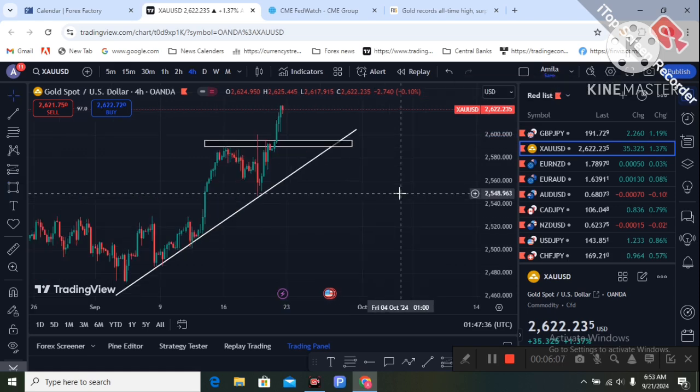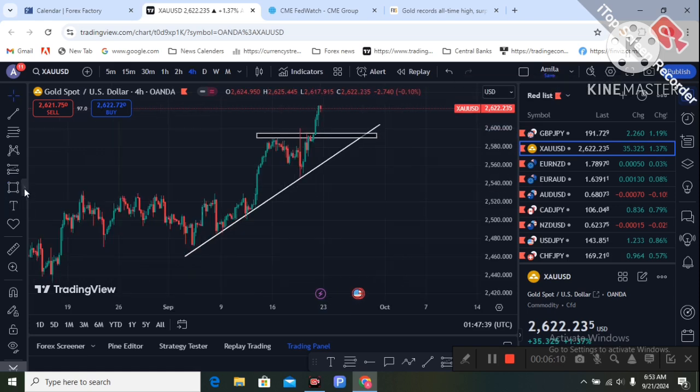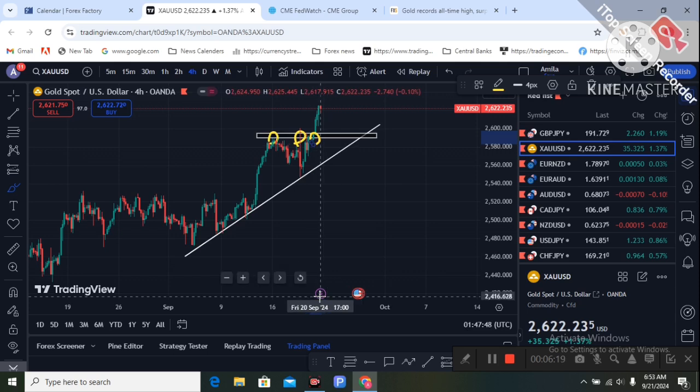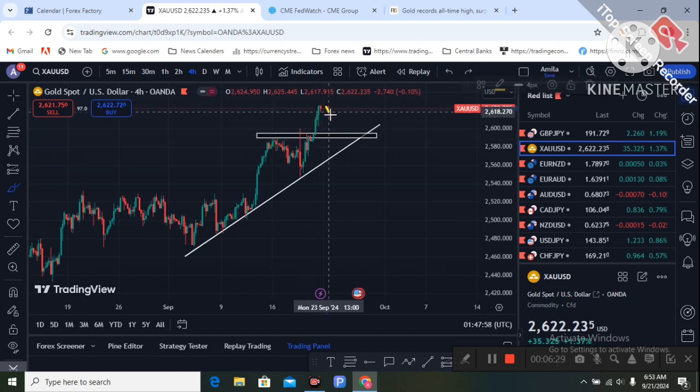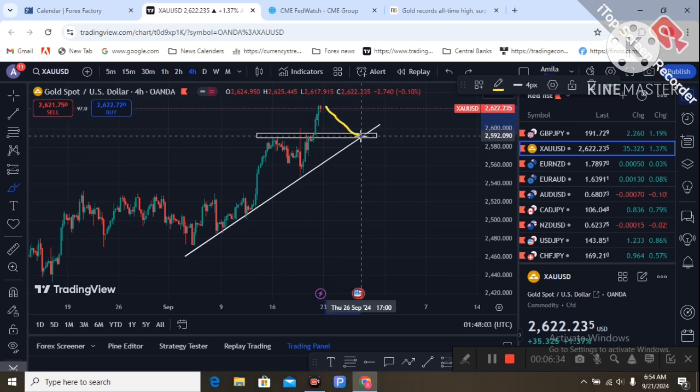The 2595 area, this area, the price can retest. This is the resistance, and this resistance becomes support on the right side. That's a simple technical theory. So the price can retest this area next week, and the trend line is also supporting this area. The price can retest like this and then push to the upside again. That's your buy entry, but wait for the retest of this 2595 area.